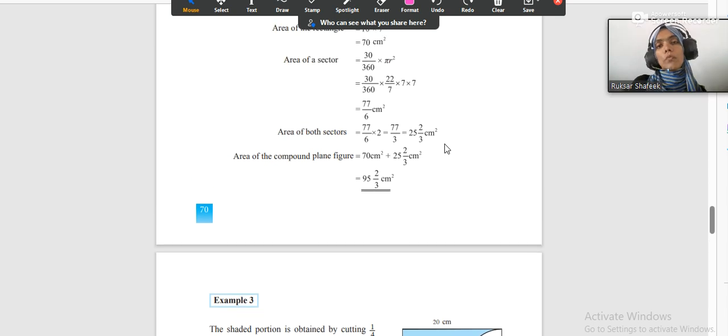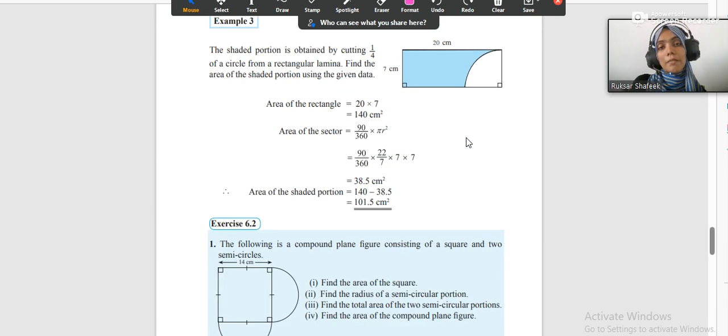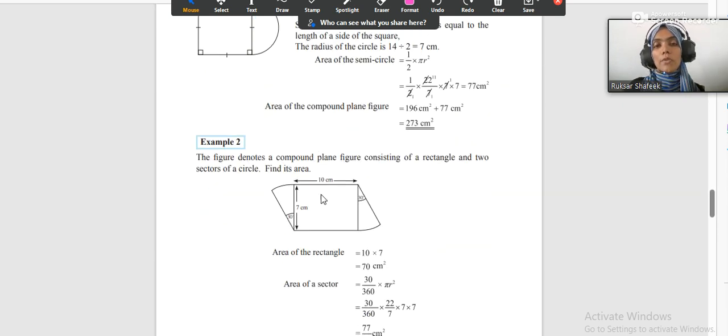So that's pretty much it with that example, and let's move to example 3. Now this is a little different example than the previous two examples, because here we are not going to add, instead we are going to subtract. And why we're doing that is because the sector is drawn inside the rectangle, and they've asked us to find the shaded portion. So to do that, like in the previous questions, the sectors were outside and we needed to find the area of the entire compound figure.